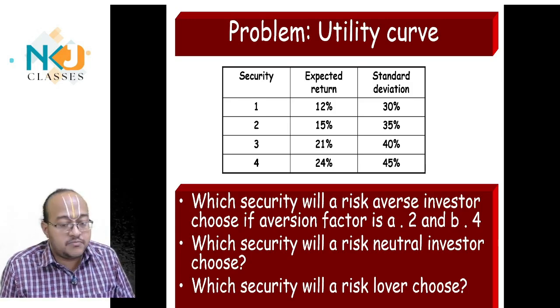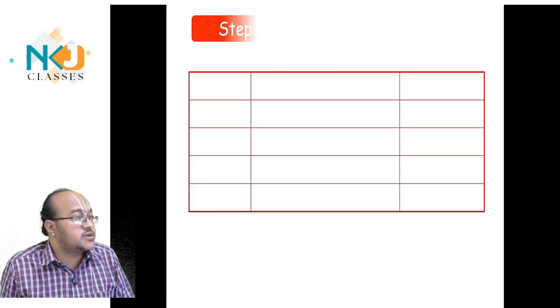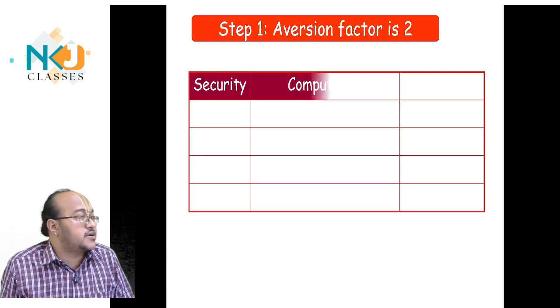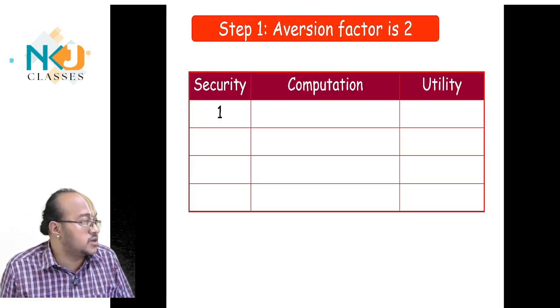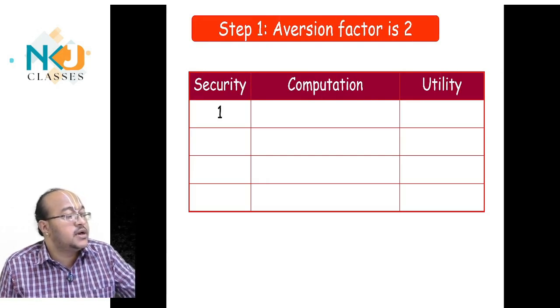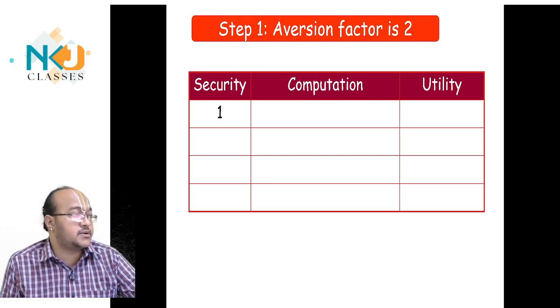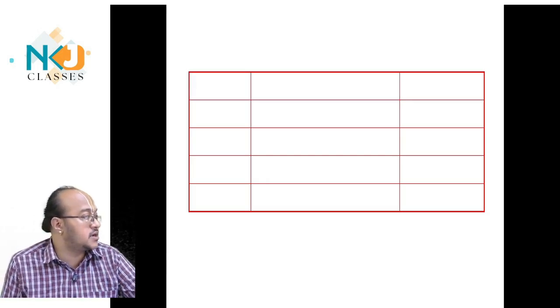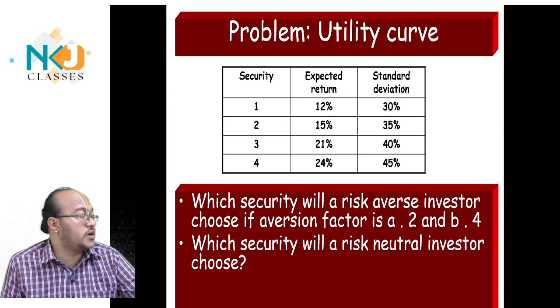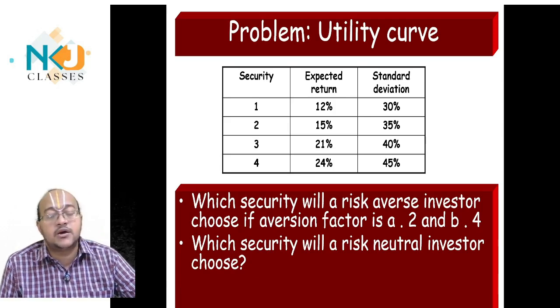See, step 1. Aversion factor is 2. When aversion factor is 2, security, computation and utility. Security 1. What is the computation? Utility is nothing but expected return. 12% is the return. First security 12, 15, 21, 24, 30, 35, 40, 45.